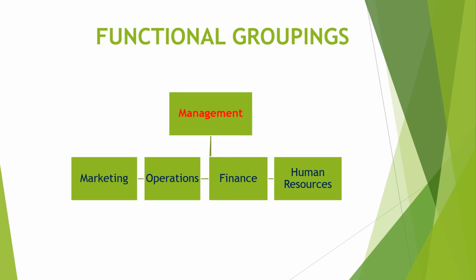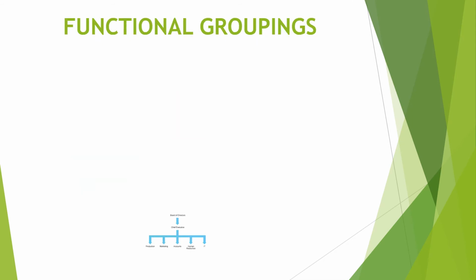This little baby organisation chart here gives you an example of how it would look, and then the staff for marketing would obviously go under the marketing manager, operations the same, finance and HR, and so on. As far as a functional grouping is concerned, there are advantages. It allows the staff in that particular department to specialise in what they do best.